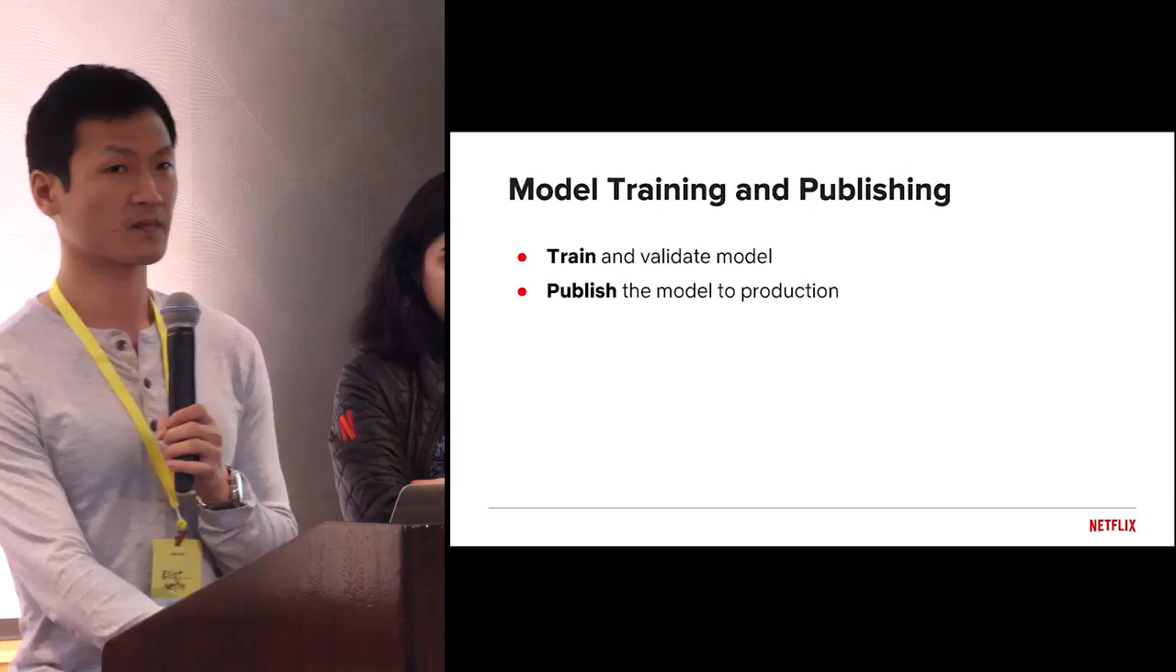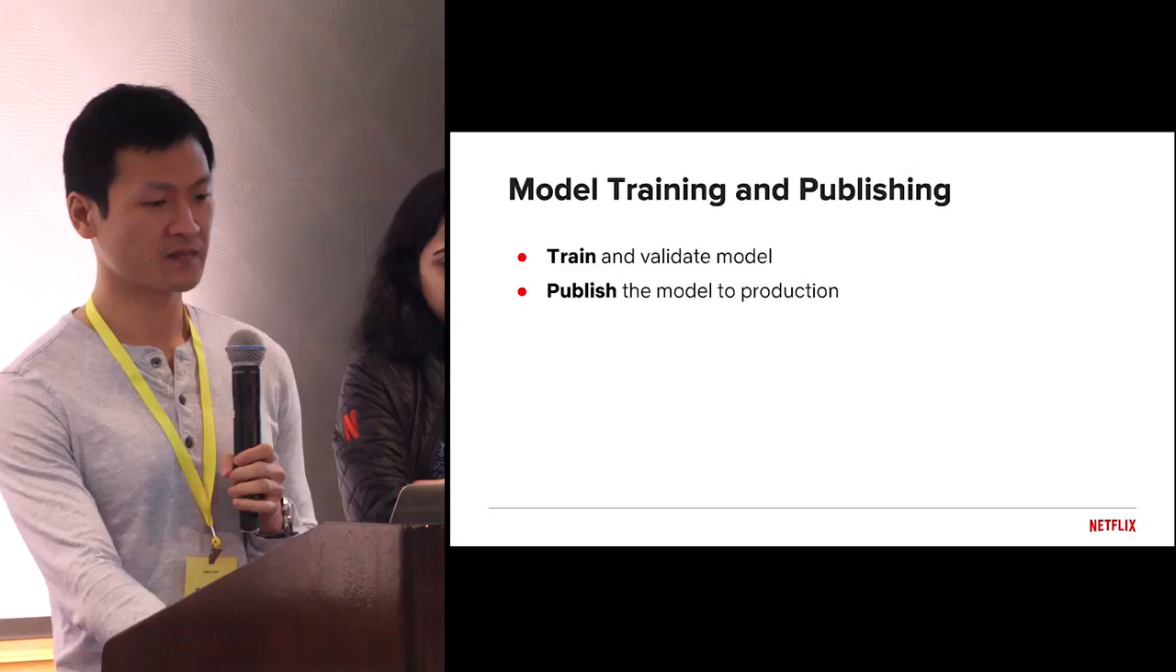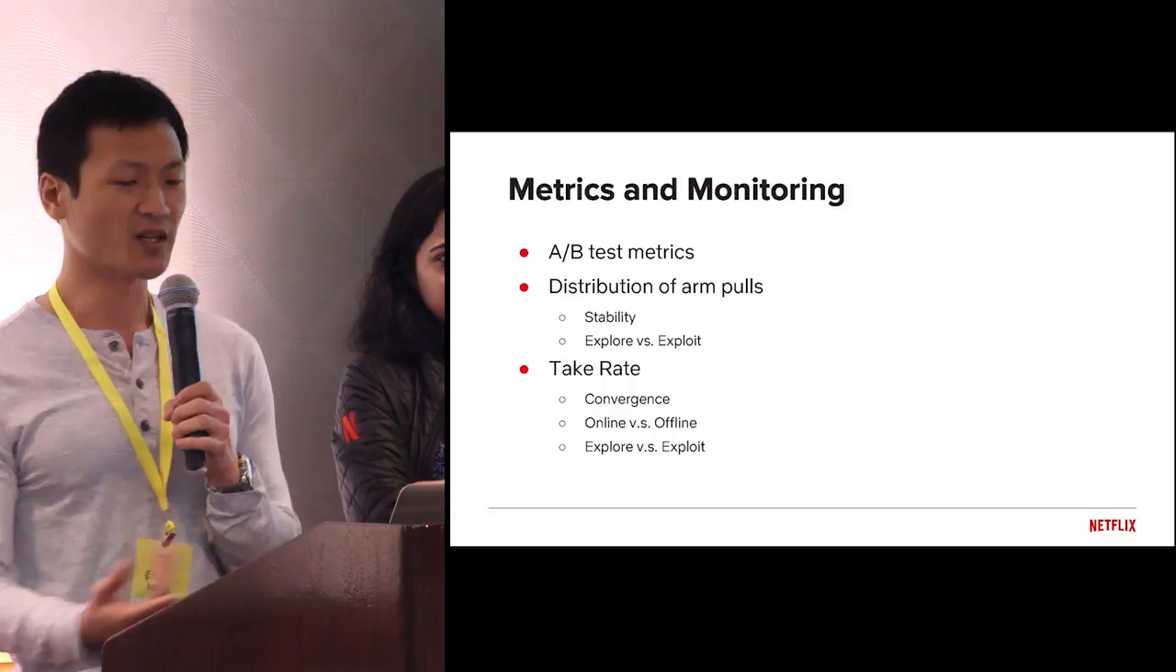Once we have our labels and features, we can finally train and validate our model. And when that looks good, we can publish the model to production. So the model is running, and we want to make sure that things are looking good.